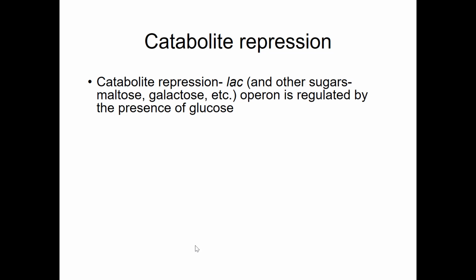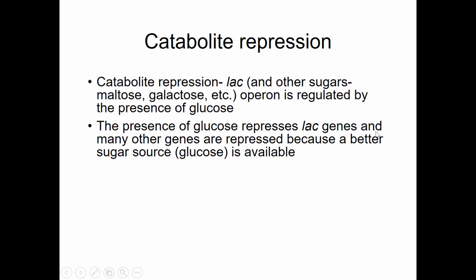Cyclic AMP is an important co-activator in catabolite repression. We all learned catabolite repression in terms of the LAC operon. However, catabolite repression functions for many operons, LAC, but also all other alternative sugars, including maltose and galactose, for example. And these operons involved in metabolizing these alternative sugars are regulated by the presence of glucose. So the presence of glucose specifically represses the LAC and other genes responsible for the metabolism of alternative sugars because a better sugar source, in this case glucose, is available.